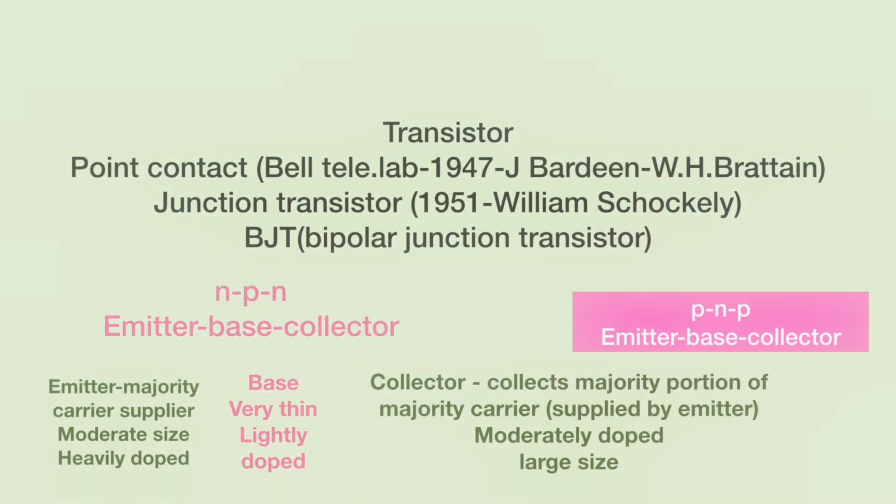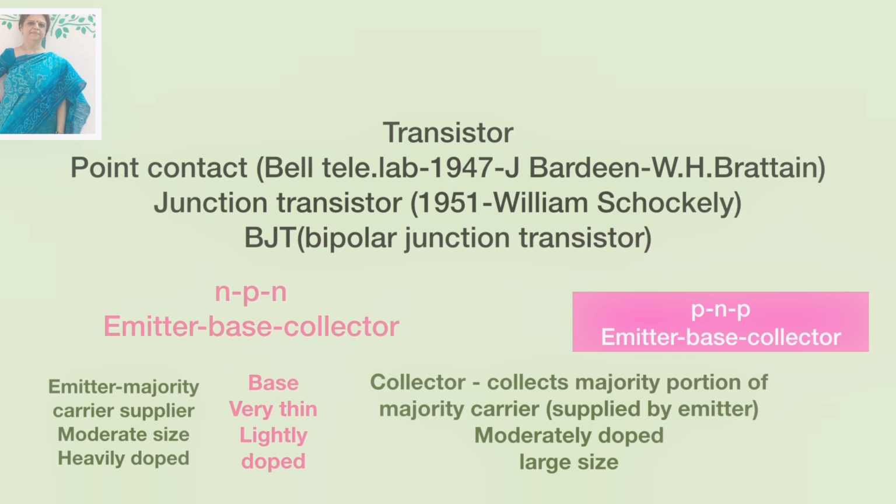Hi friends, quick view of chapter 14. Let's start with the transistor. Point contact transistors were invented in 1947. After that, junction transistors were invented in 1951, and after that, the latest transistors. But in our syllabus, only the junction transistor is mentioned, and the junction transistor is also called BJT, bipolar junction transistor.